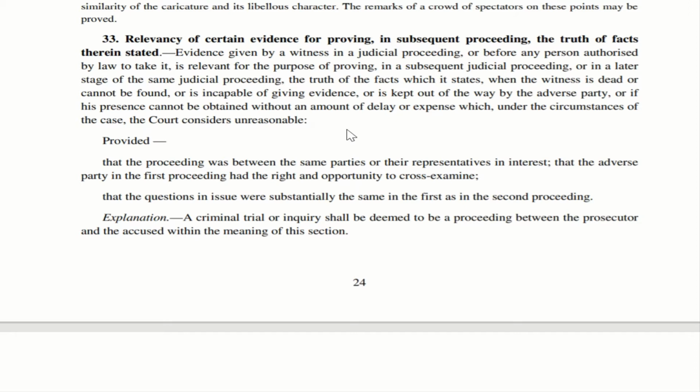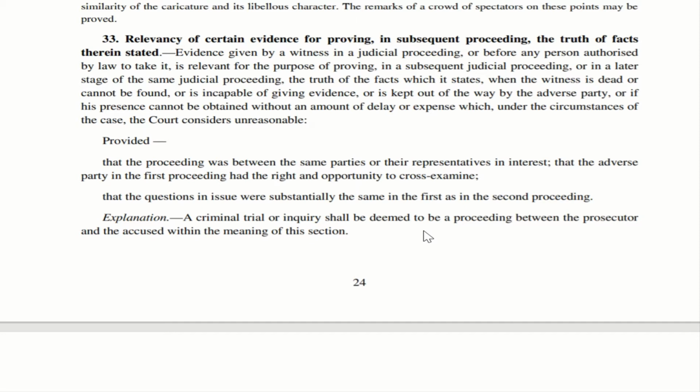Now, that person who gave witness in case 1 is dead, or he cannot be found, or he has become incapable of giving evidence, or the opposite party is trying to prevent him from coming to the court, or if this witness has to come, it would be of extreme delay and it would be very expensive. In all these circumstances where the court considers it to be unreasonable, the evidence given by the witness in case 1 can be used in case 2, provided the parties in case 1 and case 2 are the same parties, or their representatives can also be there.